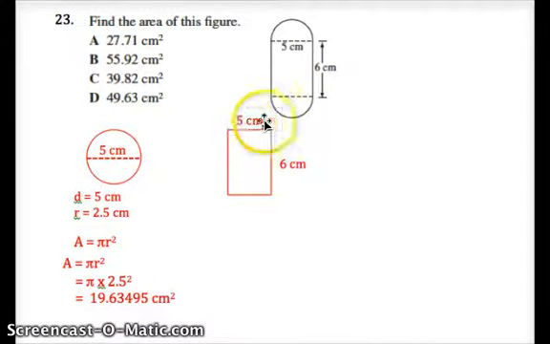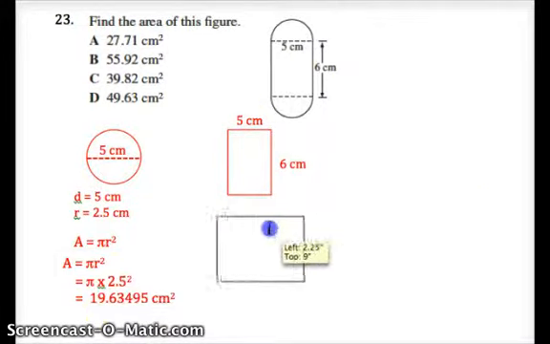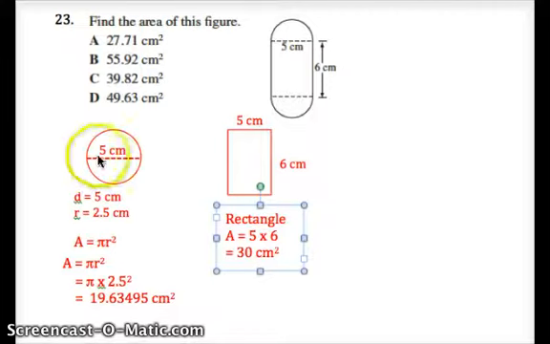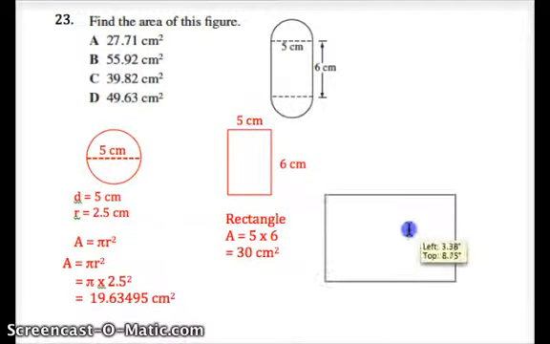Now we just need to work out the area of the rectangle, and to find the area of a rectangle, it's just one side length times the other one. So it'll be 5 times 6, which is 30. So we've worked out the area of the circle, and we've worked out the area of the rectangle, and they're the two different areas that we have to work out. So now we can work out the total area.